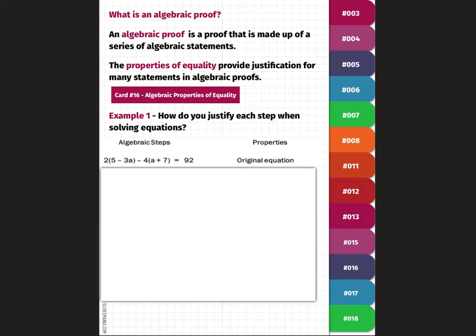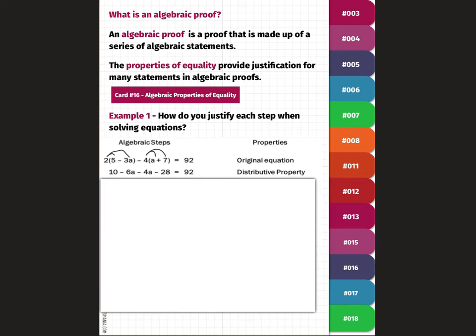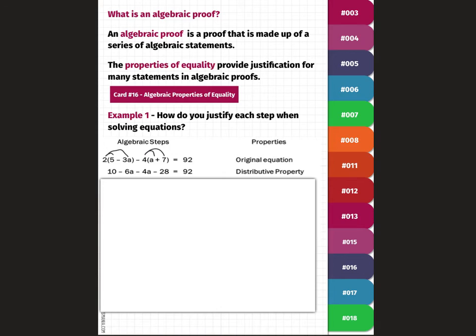So of course, in order to solve this equation, the first thing that we would do is distribute. So that's going to be the 2 times 5, 2 times 3a, negative 4 times a, negative 4 times 7. So our next step would be 10 minus 6a, so that's the distribution, minus 4a minus 28 is equal to 92. And what allowed us to do that was the distributive property.